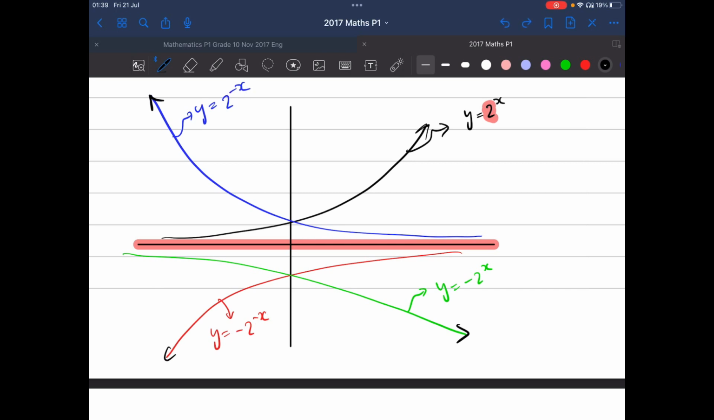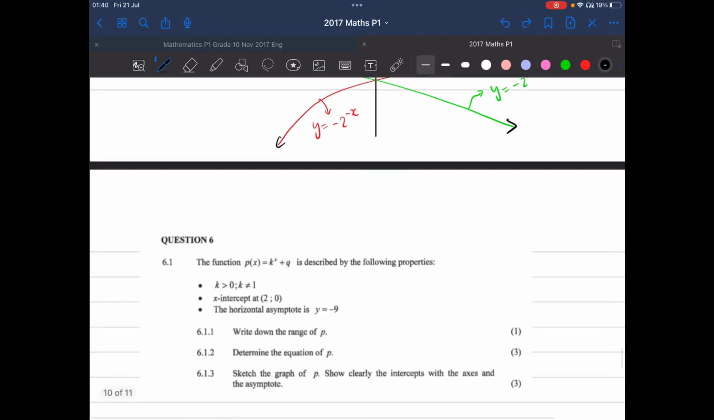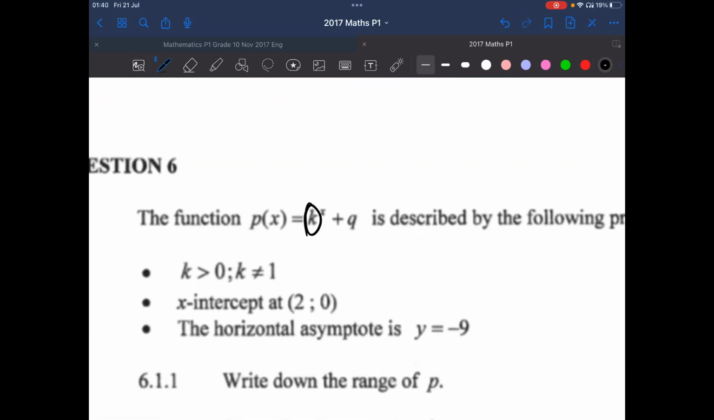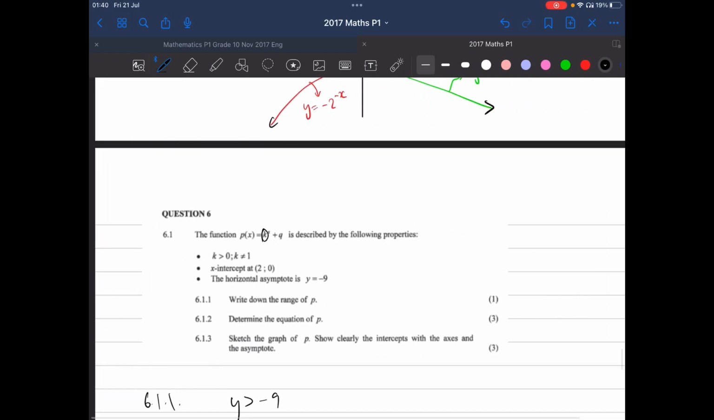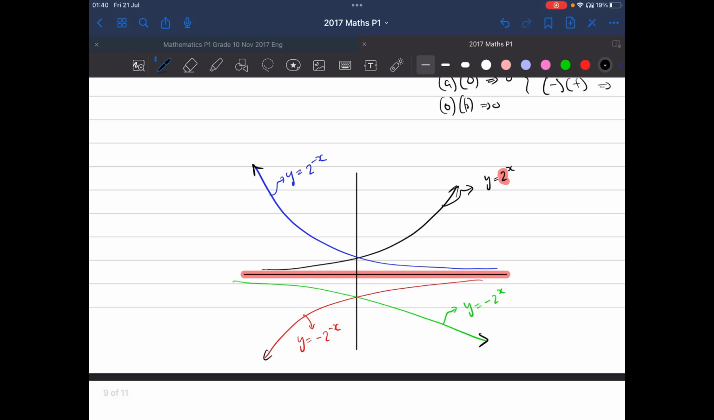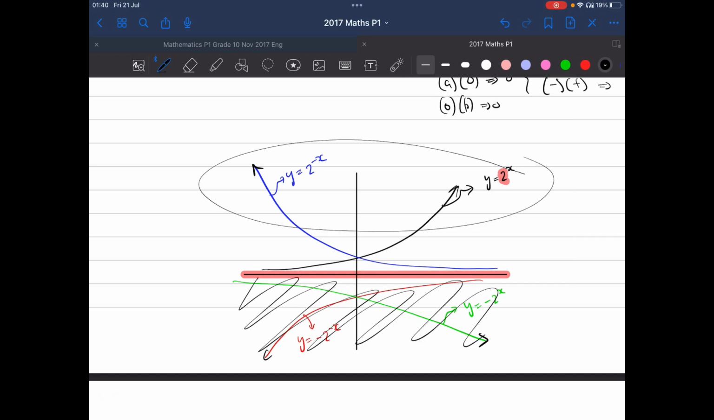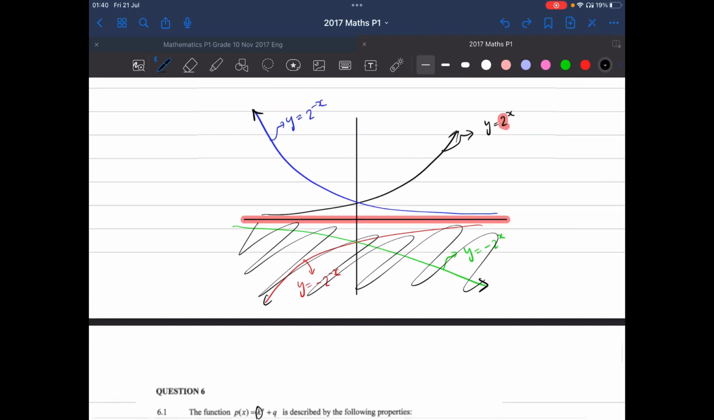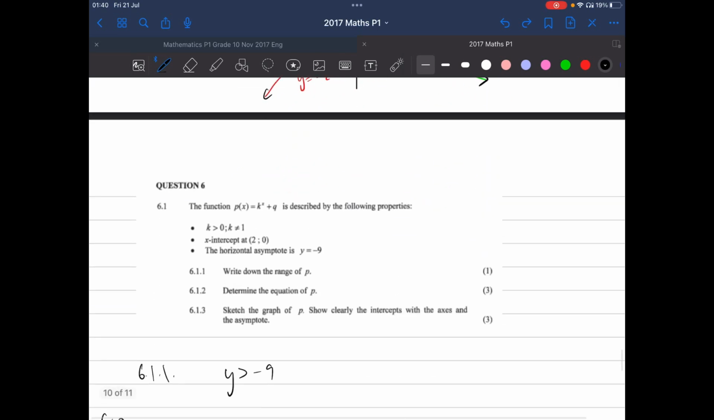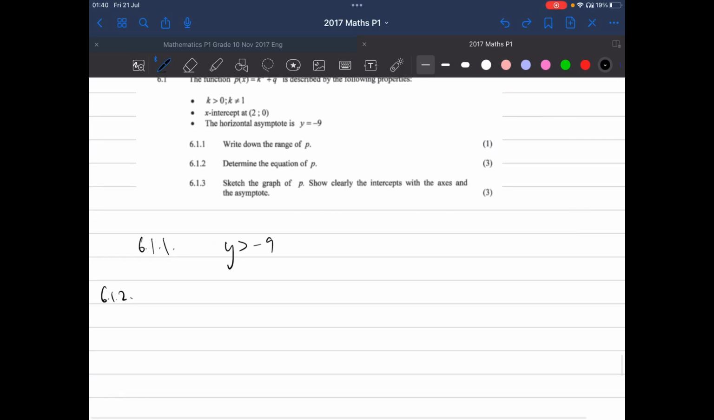Okay. So if we look at the conditions we're given, k is basically our base, and we're told that it's greater than 0. Okay, so k is positive. So we can completely forget about these two. Okay, so our graph of p can only look like one of these. And we can see x is positive as well. That means we can forget about this one now. So it can only be the black graph. So we're going to keep that in mind as we look at the next questions. But before we get to that, let's get the equation of p.